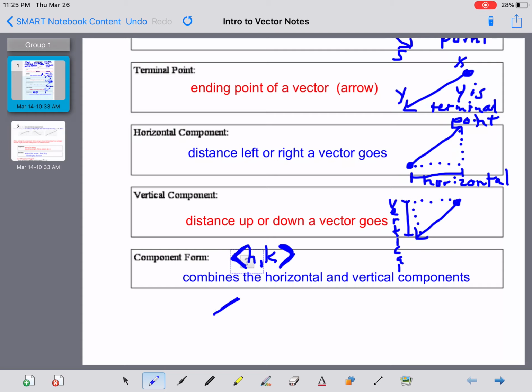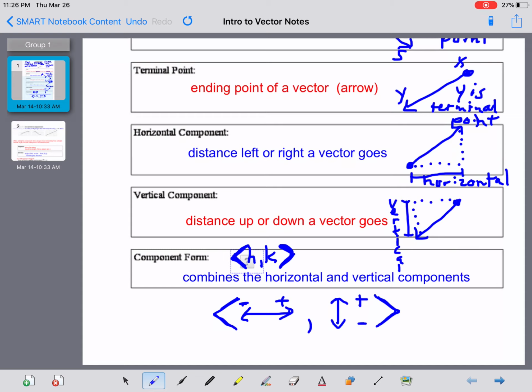So inside these pointed parentheses, the H actually tells us left or right. So if it's negative, you're going to go left. If it's positive, you're going to go right. And then there's a comma, so it looks a lot like an ordered pair. And then it gives us how far up and down it goes. So obviously if it's up, it's positive. If it goes down, it's negative. And that's my kind of my code. My component form is my code for how my vector is going to move.